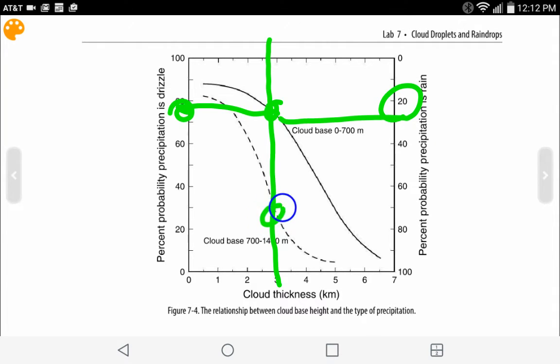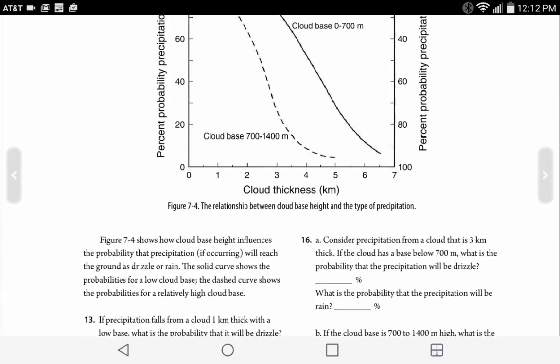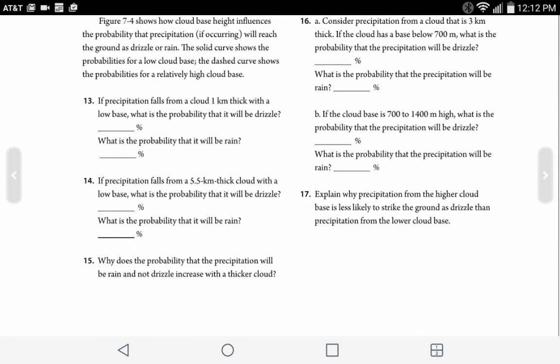On the other hand, a higher cloud of the same thickness has a fairly low probability that the precipitation can be drizzle, because if it's drizzling, those droplets can't fall that far, right? They can't fall all the way from a higher base of clouds. Whereas it's much more likely that if it is precipitating, the type of precipitation is going to be rain. That's what they're going for here, just reading this little diagram. It's not meant to be some super challenging thing. And when you get down, answer question 17, but then that will be the end of it.